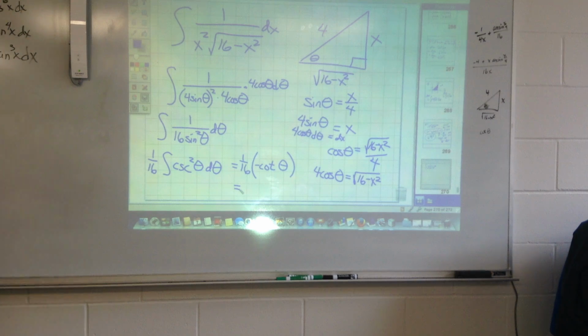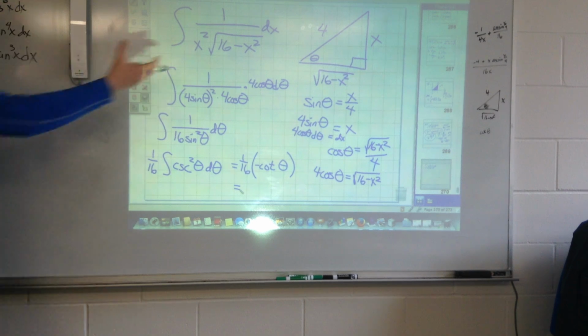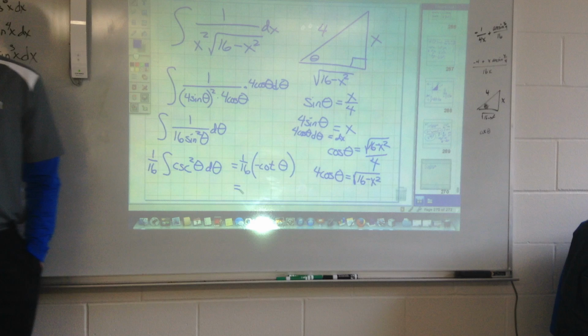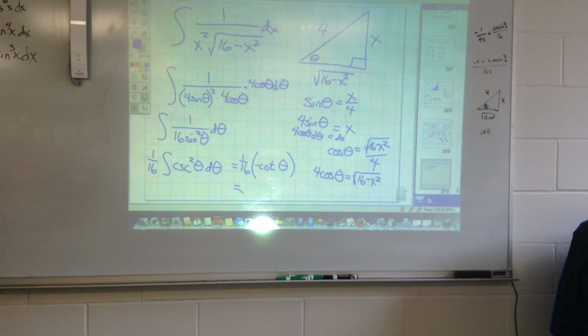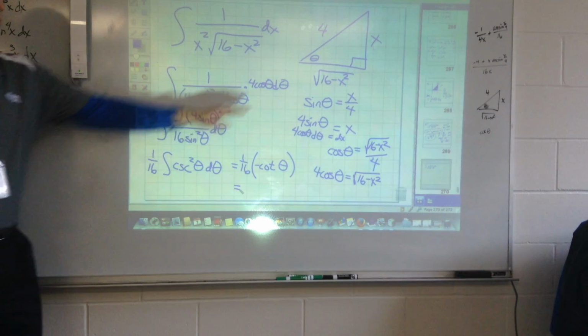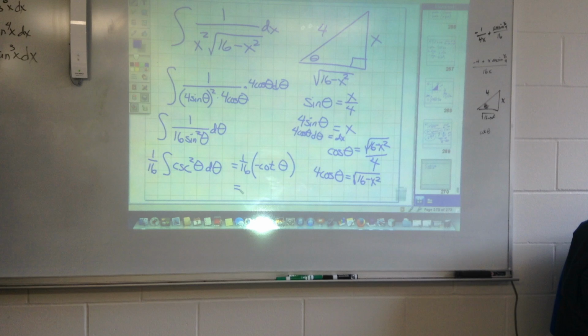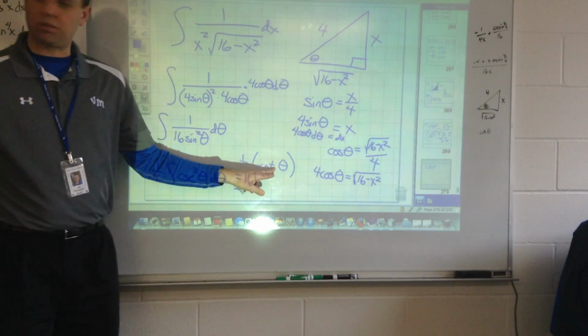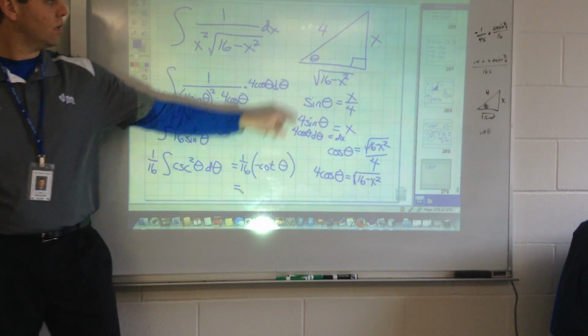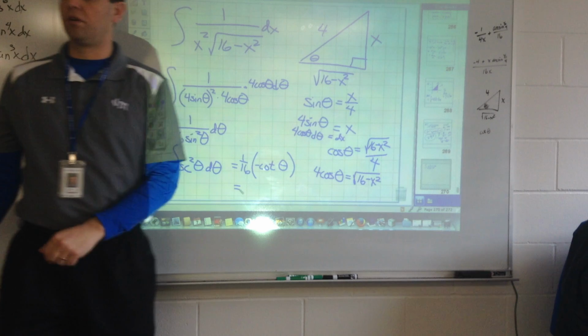And then I can write my final answer. I don't want my answer to be in terms of theta because it didn't ask for the antiderivative of this function in terms of theta. It said in terms of x. So now I need to plug back in terms of x using this picture. Tangent is opposite over adjacent, so cotangent would be adjacent over opposite. And you need the negative. So I'm just going to replace the cotangent theta with adjacent over opposite.